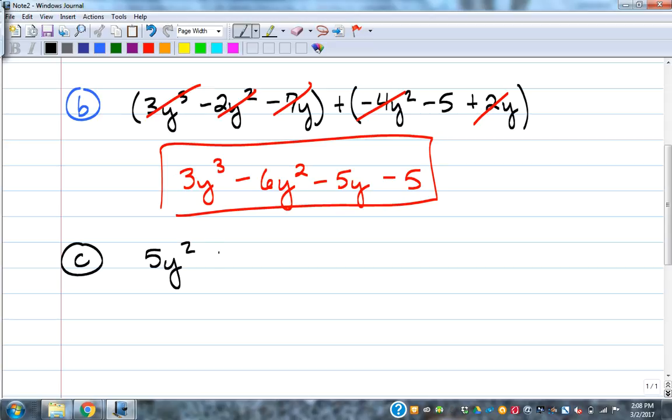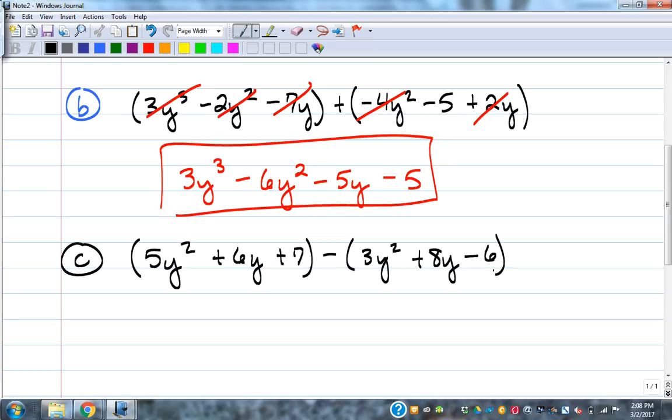Five y squared plus 6y plus 7 minus 3y squared plus 8y minus 6. The parentheses do matter, guys. Especially, it doesn't matter on the addition, but it definitely matters on the subtraction.